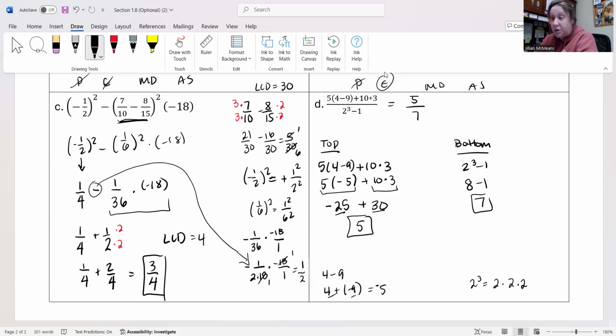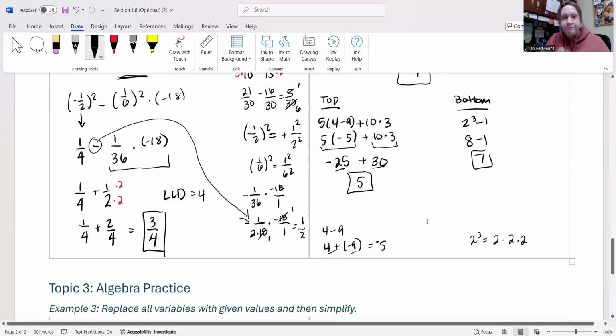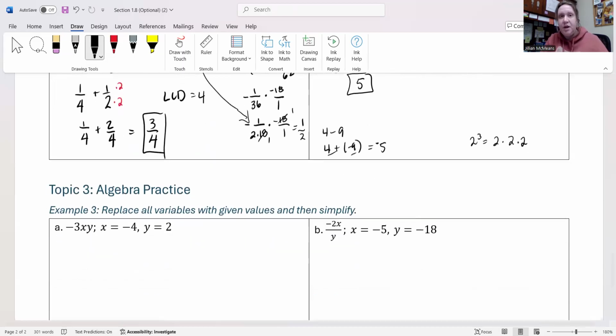If this fraction that we just got up here, where we simplified the numerator, simplified the denominator, if the resulting fraction could be reduced, you need to reduce it. This one can't reduce, so our final answer is 5/7. Okay? And that's it for this video. In the next video, we will look to see how we can incorporate this with a little bit of algebra.